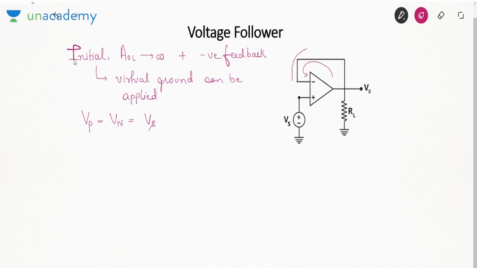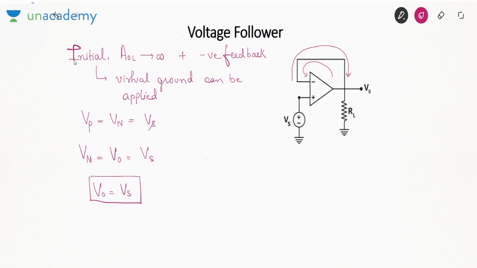Now see, this negative terminal is directly connected to output. Vn is actually V0, which will become equal to Vs. So here you can see that output voltage is equal to input voltage. Therefore this circuit is called the voltage follower, because output will follow the input voltage to the amplifier, okay.